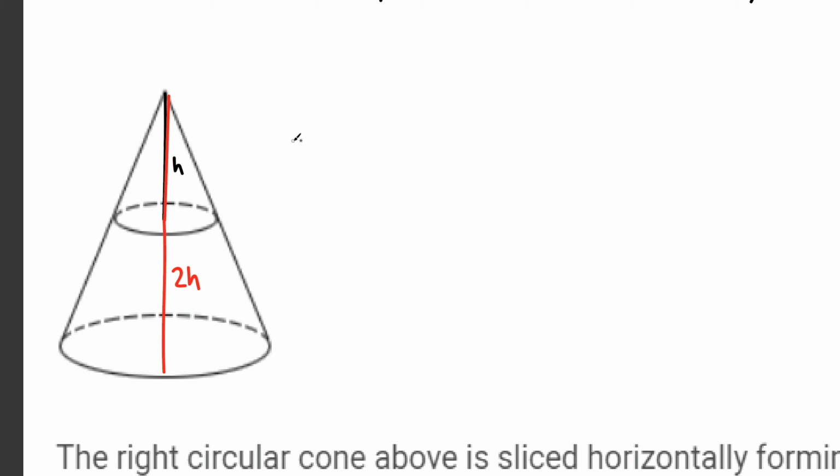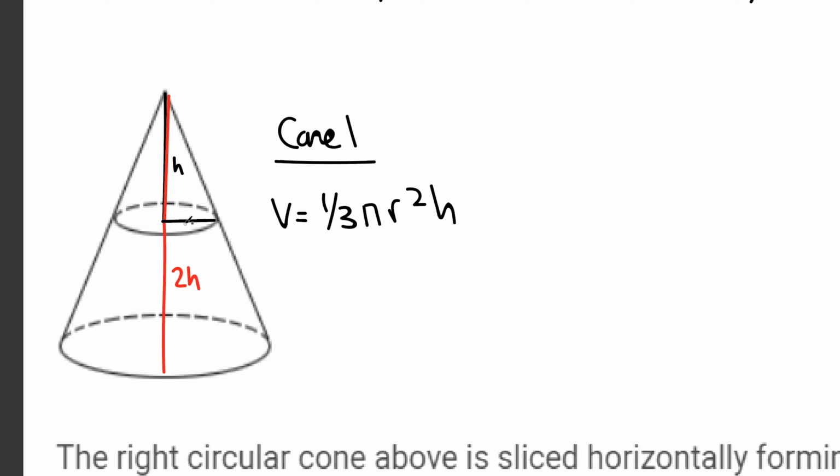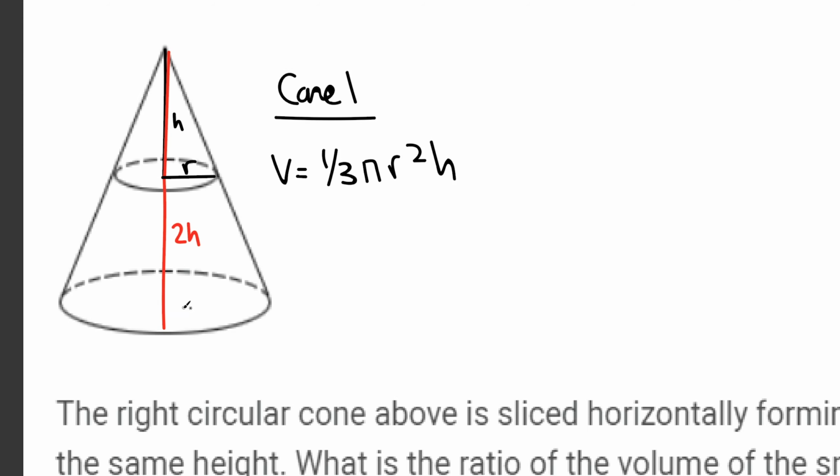So cone 1 is just going to be written in black. Cone 1, that's just going to be the standard equation, 1/3 pi r squared h. Now let's just assume that this is going to be r, because the bottom one is actually going to be 2r also. And why is that? It's because when I drew the height, it's going to be an altitude.